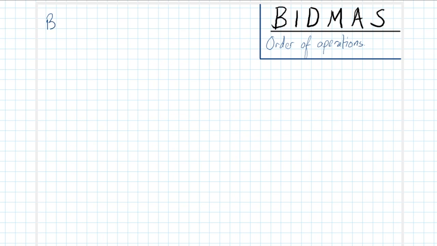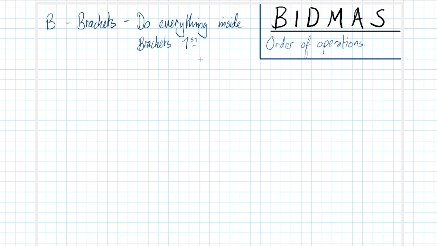B, which is brackets. So we go through a question and we do everything inside the brackets first. And that will become clear when we do a couple of questions in just a second.